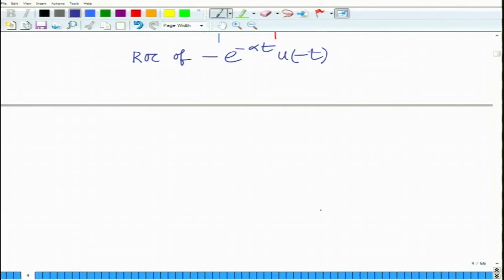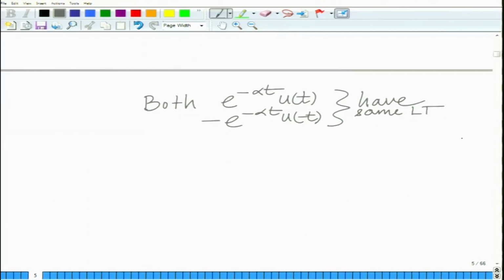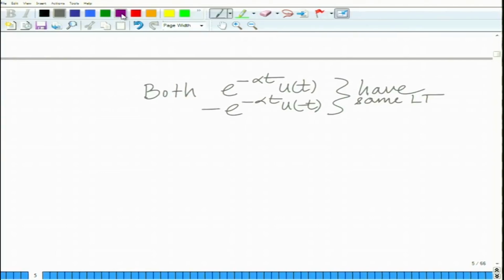Now therefore, what you observe is both the signals, e raised to minus alpha t u t and minus e raised to minus alpha t u minus t, both have the same Laplace transform. In fact, if you look at this, these are two distinct signals, correct. So, two distinct signals.